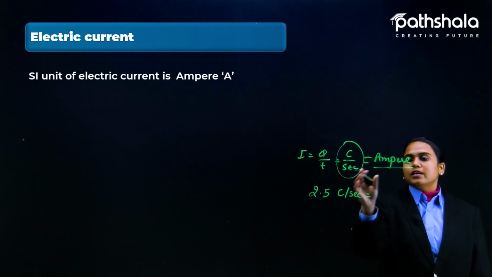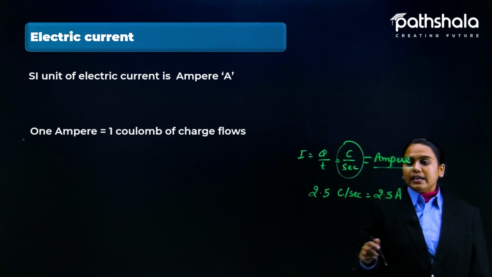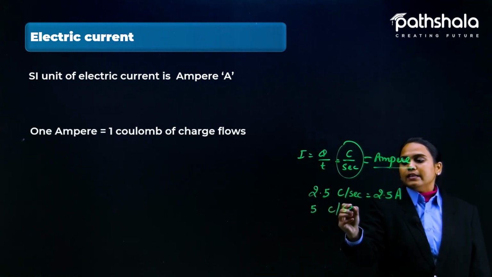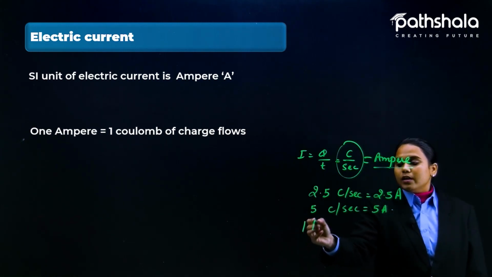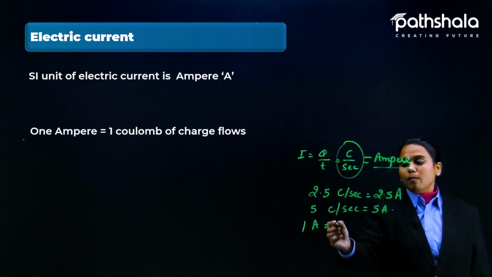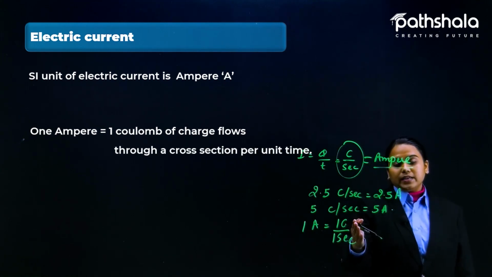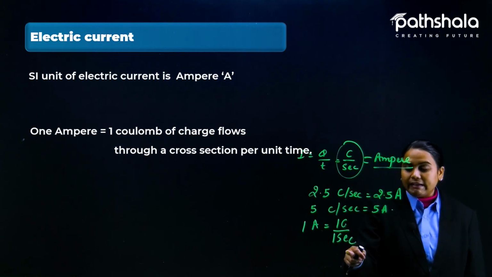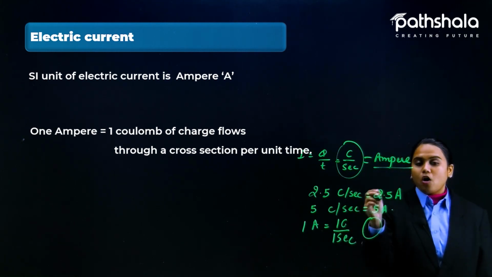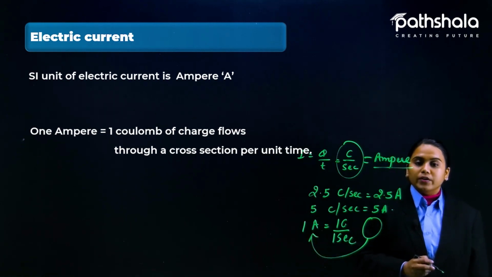So in the earlier case, I was writing 2.5 coulomb per second. In place of this we can write 2.5 ampere, that is capital A, and 5 coulomb per second, I can write here 5 ampere. So 1 ampere gives you 1 coulomb per 1 second. That is, 1 coulomb of charged particles flowing in 1 second through a cross section of a wire will give you 1 ampere of current.